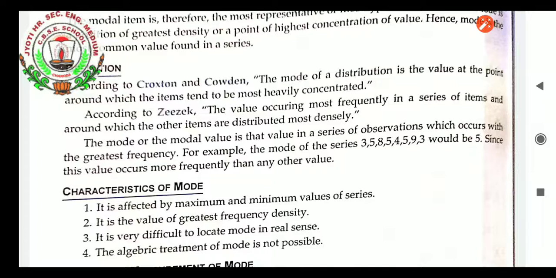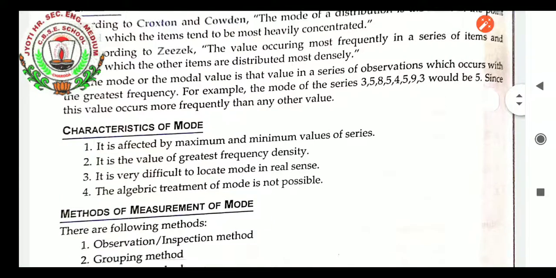The mode or modal value is that value in a series of observations which occurs with the greatest frequency. For example, the mode of the series 3, 5, 8, 5, 4, 5, 9, 3. Which number is repeated more? 3 is repeated 2 times, 8 is repeated 1 time, 4 is repeated 1 time, 9 is repeated 1 time, but 5 is repeated 3 times. So our mode will be 5.